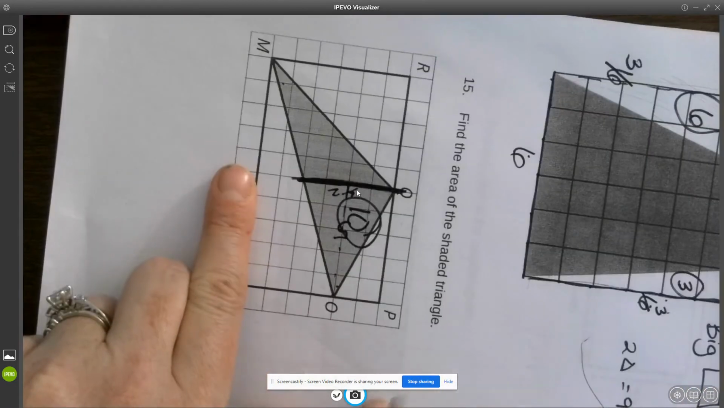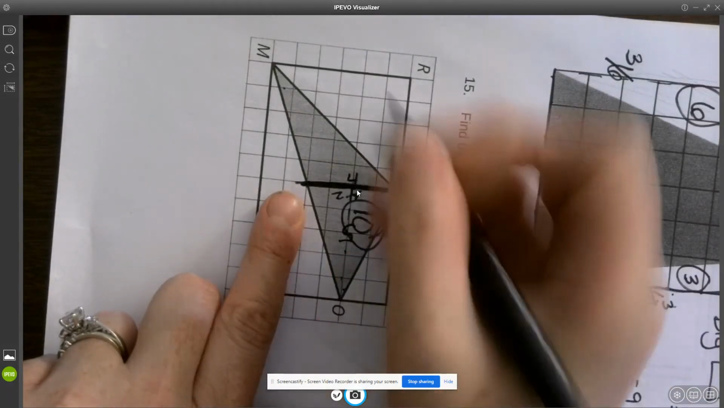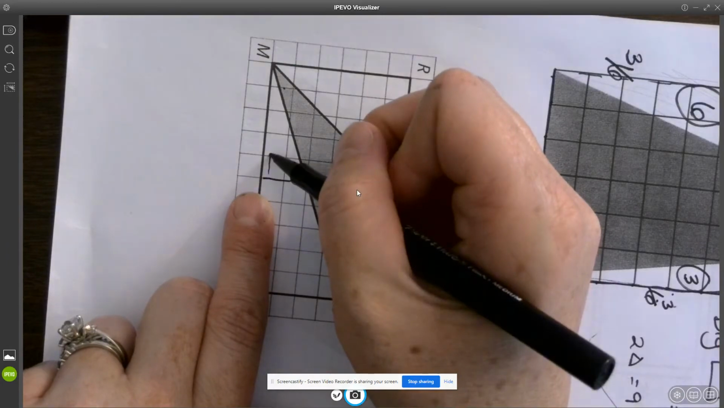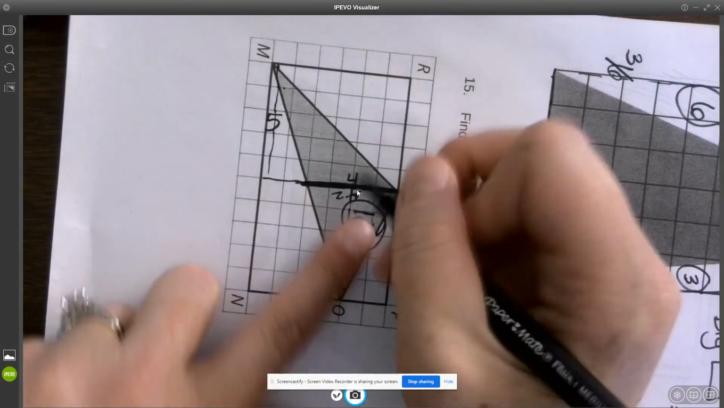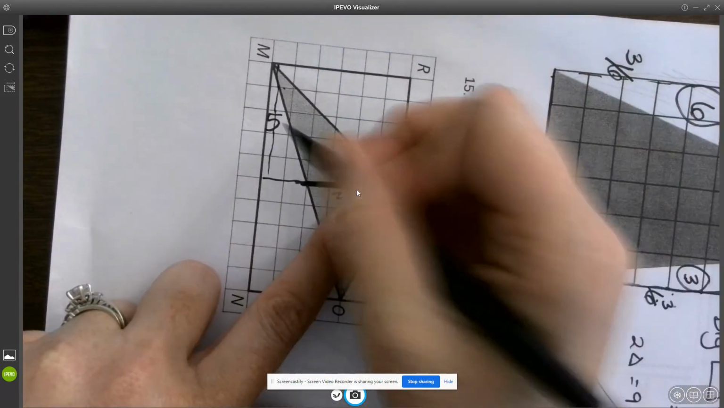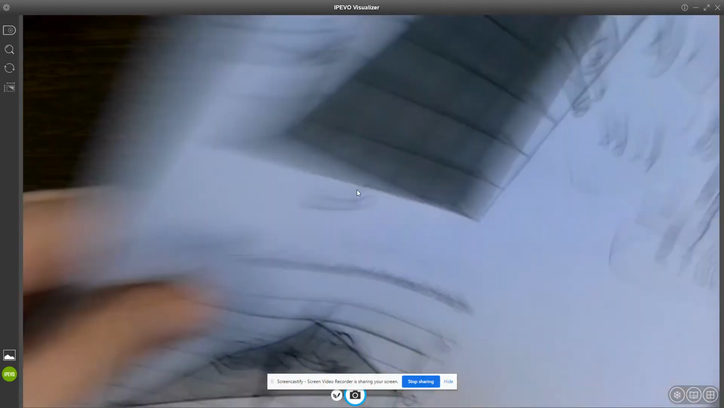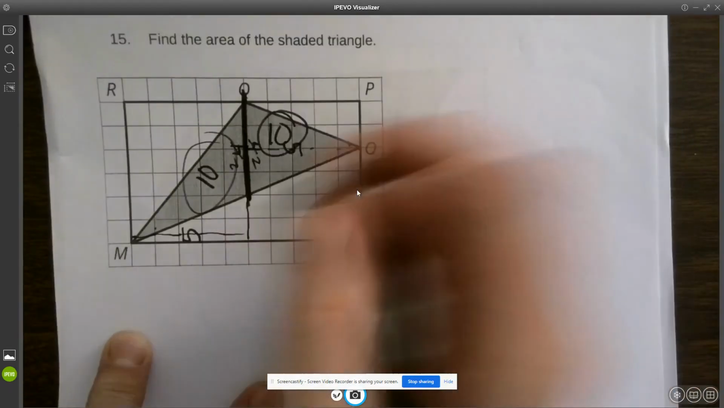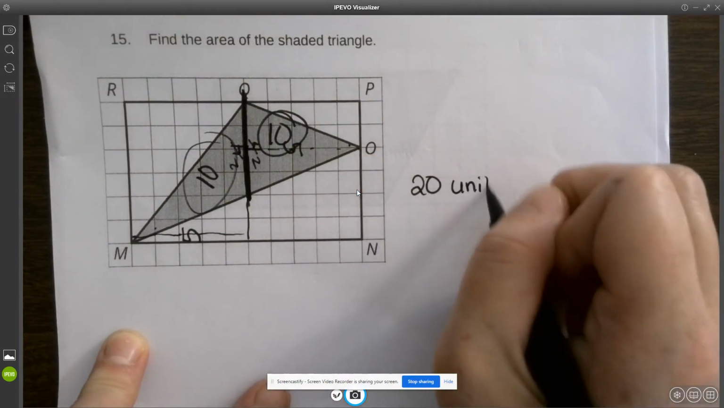Now let's do this one. The base is 4. 1, 2, 3, 4. How high up does it go? 1, 2, 3, 4, 5. It goes up 5. Remember, we're going to cut 1 in half because it's a triangle. So 5 times 2. This one just happens to be 10 as well. So we can add the two together. 10 plus 10. So this whole shaded figure is 20 units squared.